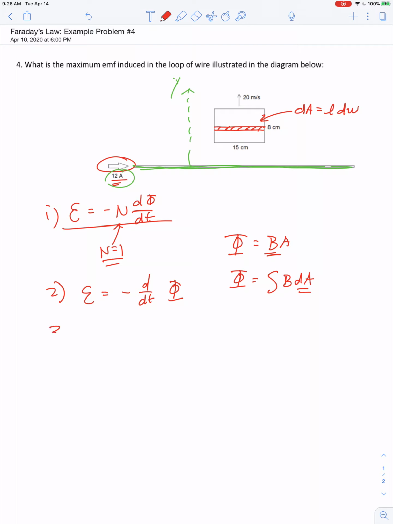Okay, so our EMF is negative d/dt of the integral of B L dW. And I suppose dW, a little bit of width, is measured along the y-axis. So there's actually no difference between dW and dy.